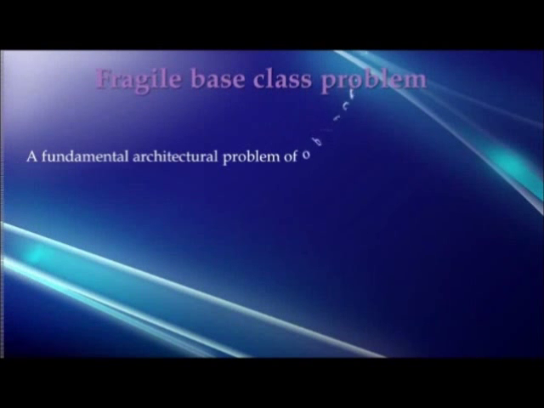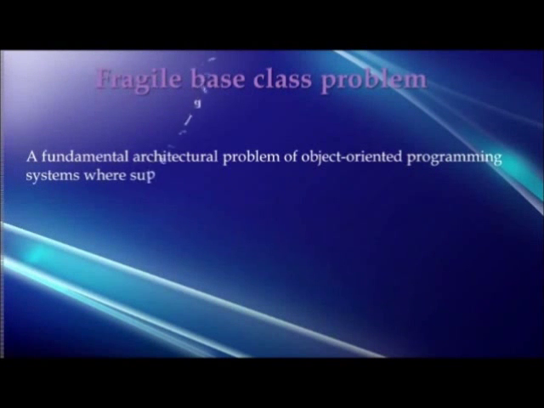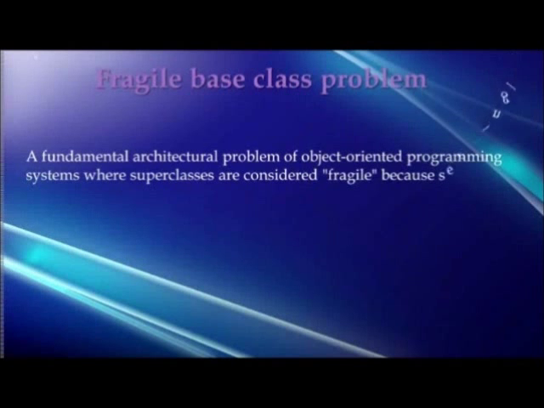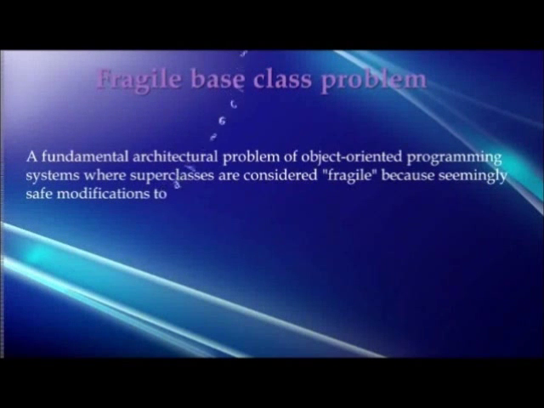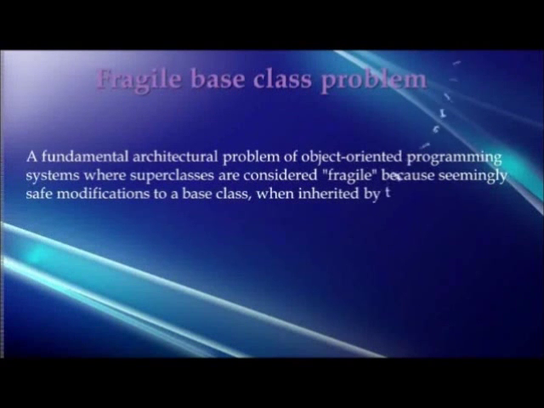Fragile base class problem. A fundamental architectural problem of object-oriented programming systems where superclasses are considered fragile because seemingly safe modifications to a base class, when inherited by the derived classes, may cause the derived classes to malfunction. The programmer cannot determine whether a base class change is safe simply by examining in isolation the methods of the base class.